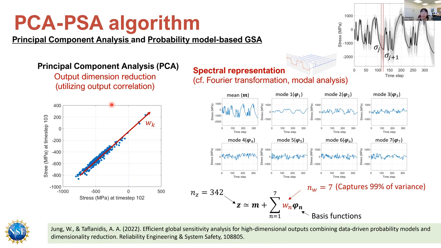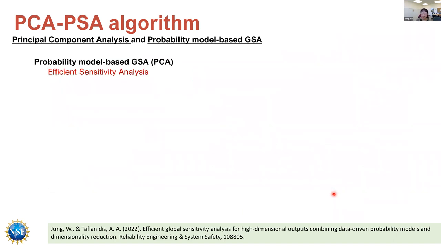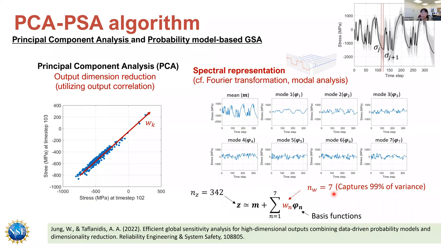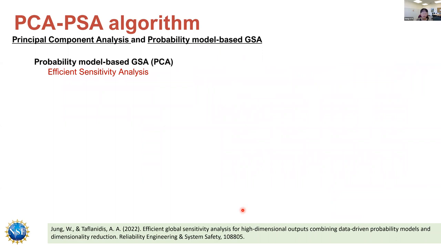And then what this algorithm does is run sensitivity analysis for these W variables instead of the original quantities of interest, which is just dimension 7. And then it reconstructs the original sensitivity index values based on this linear relationship between W and Z. And this part is relatively straightforward.